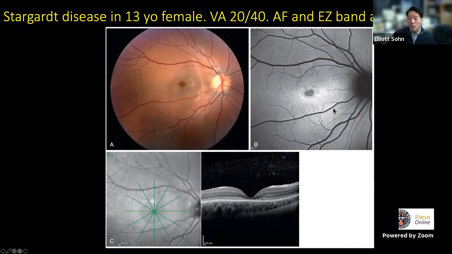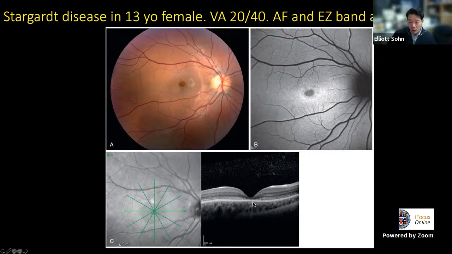Great. And what you can see is this autofluorescence is not normal. So the autofluorescence, the hypoautofluorescent area is larger than it should be. It's kind of ovoid. And then you see a couple of these small patches of decreased autofluorescence too. The rest of it looks good, but this is a sign that the patient could have Stargardt disease.